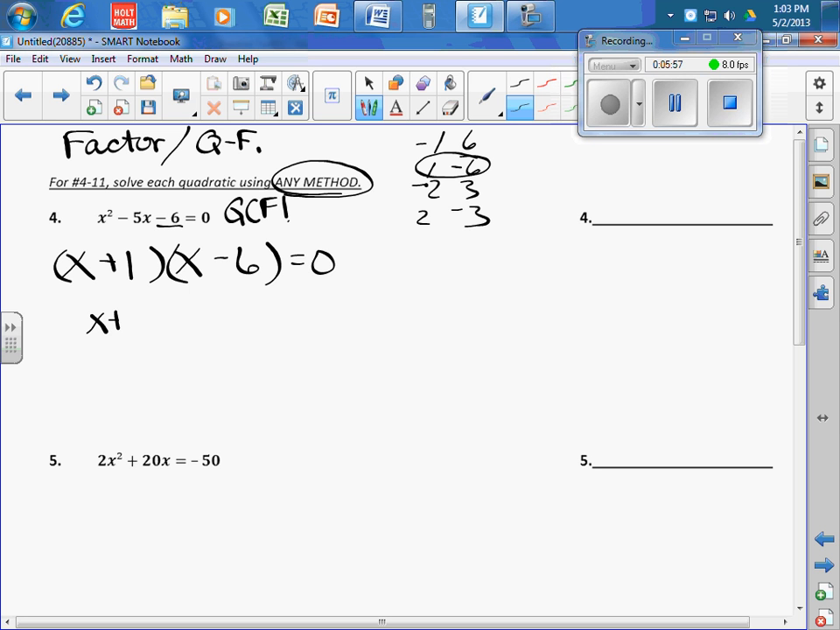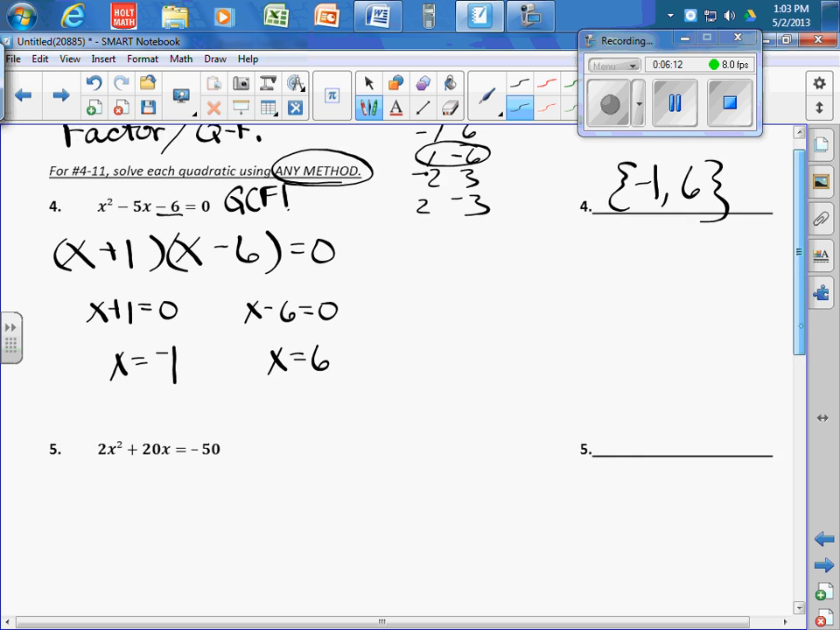Set each one equal to 0 and solve. You get negative 1 here. Set this equal to 0 and solve. You get x is equal to 6. Either order, doesn't matter which one you put first. I have negative 1, positive 6.